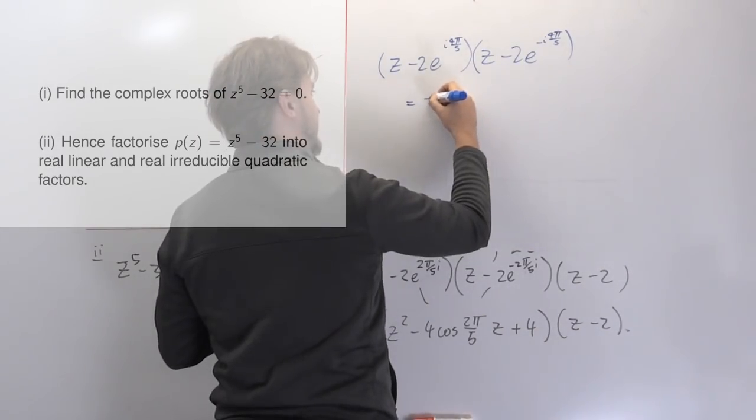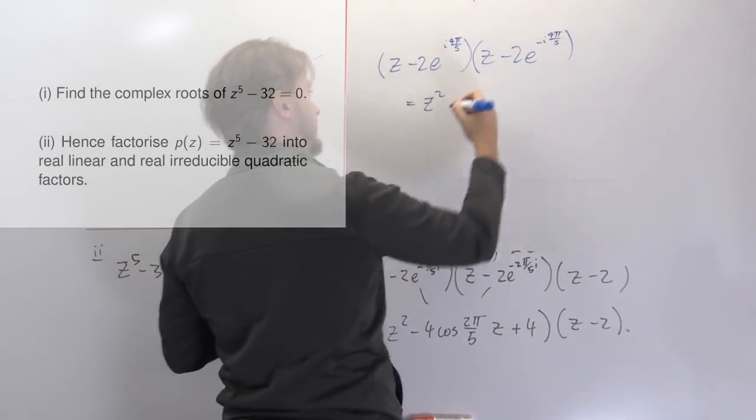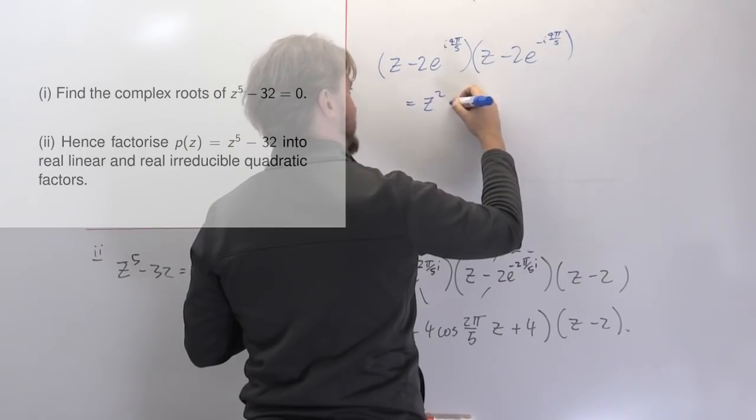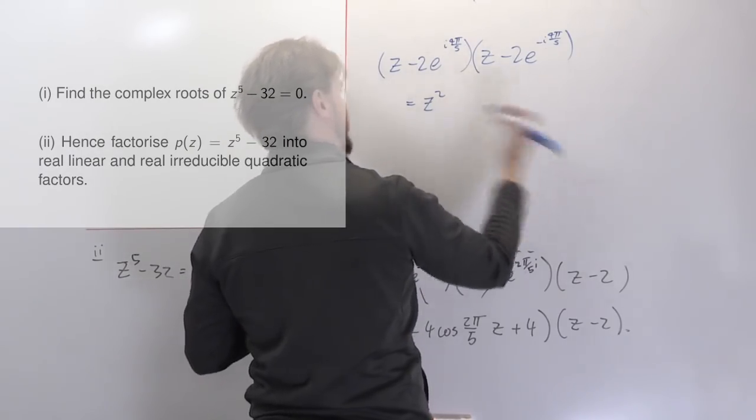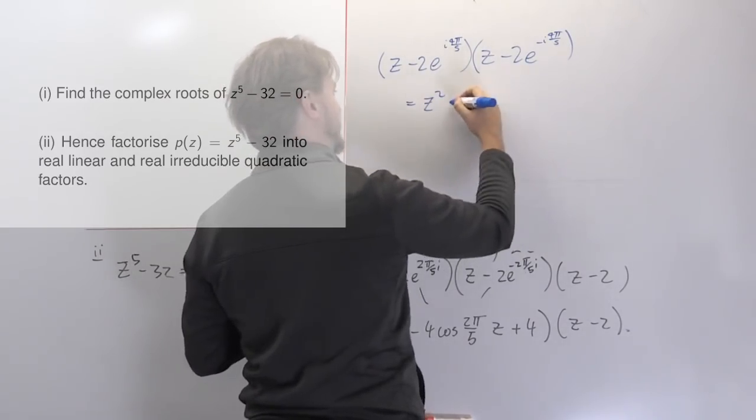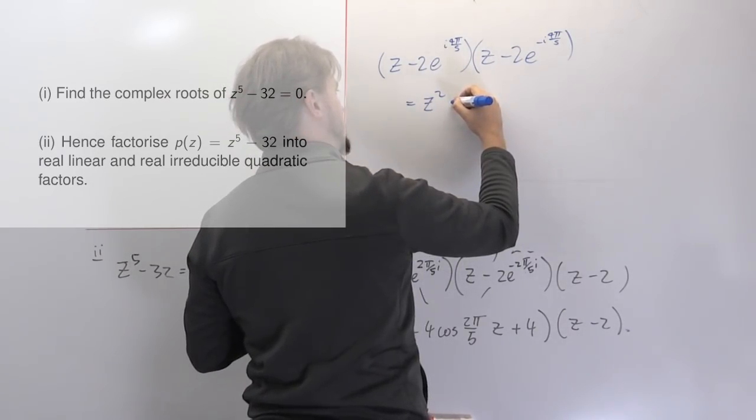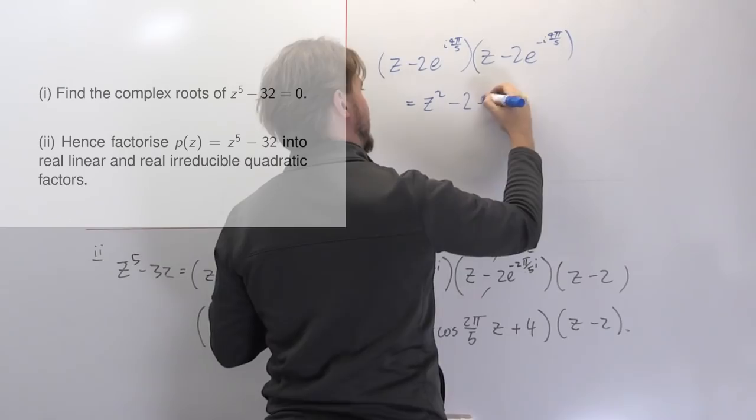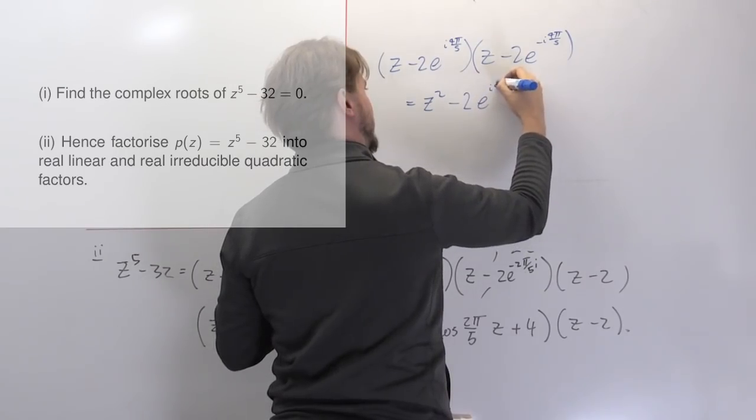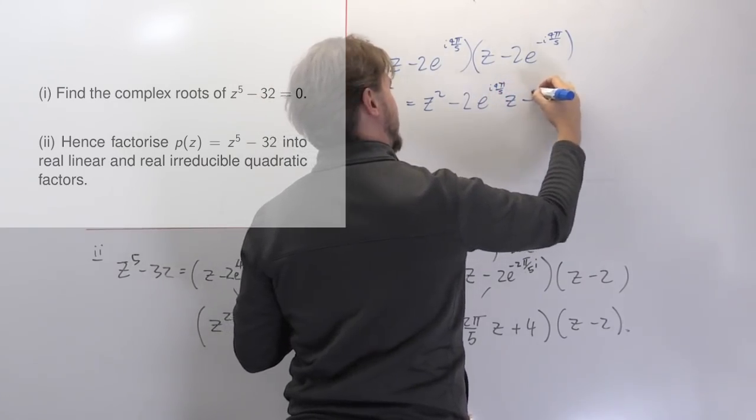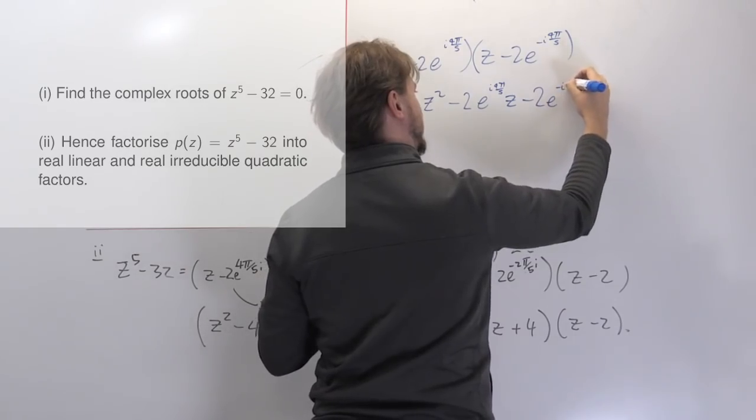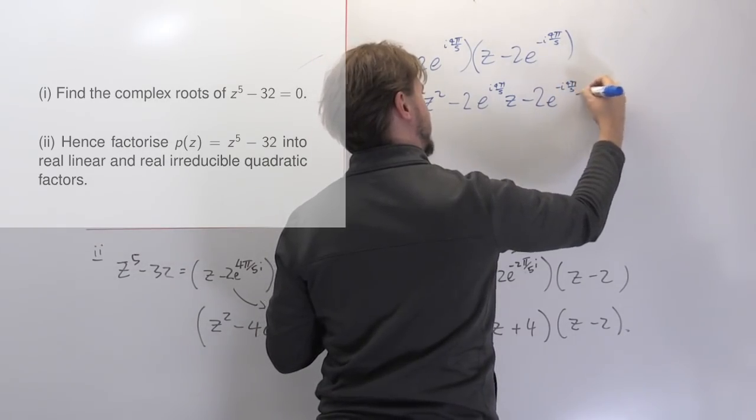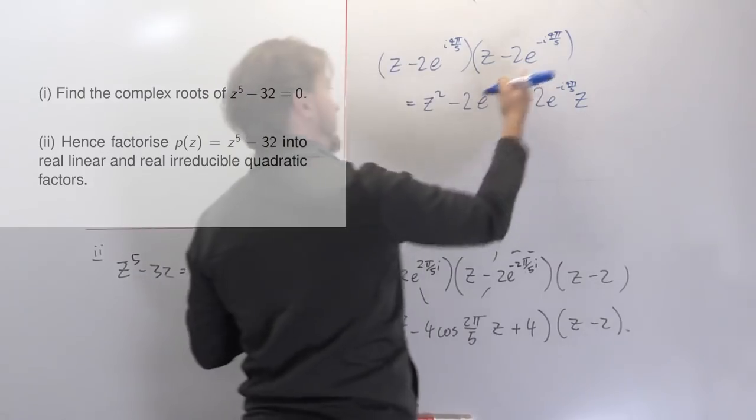So we get z squared, which is nice, but in terms of the coefficients of z, let's see how I want to write this. I always have minus signs, so maybe I'll do it slowly. It's going to be this one times this, so minus 2 e to the i 4 pi on 5, z, minus 2 e to the minus i 4 pi on 5, z, and then the product of these two.